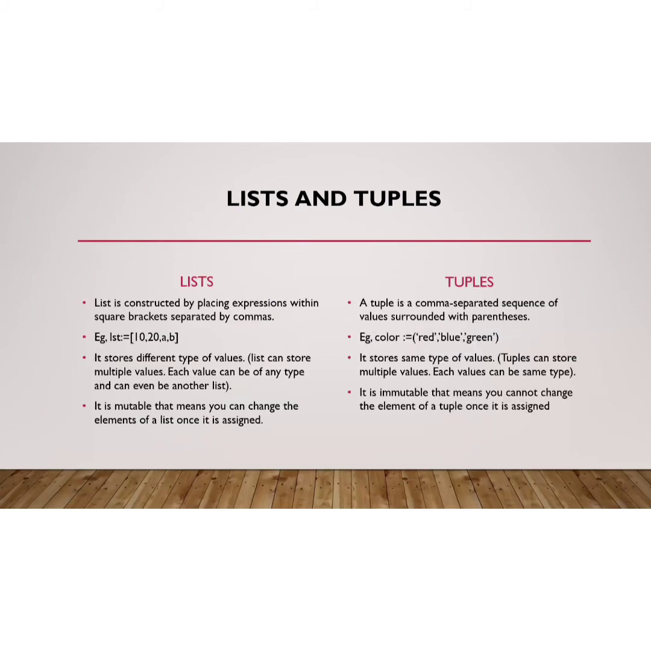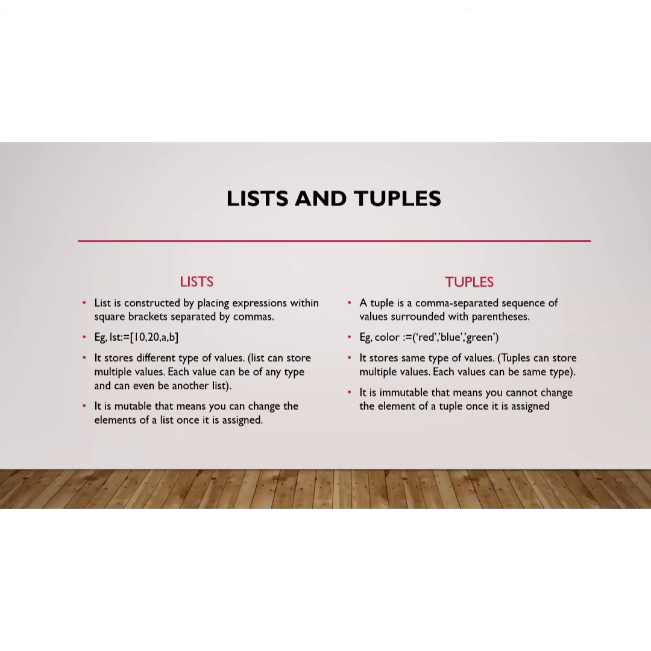Next, let us see what is the difference between list and tuples. First let us see what is a list. A list is constructed by placing expressions within square brackets separated by commas. That is called a list. So a sequence of values surrounded within square brackets and separated by commas is called a list.